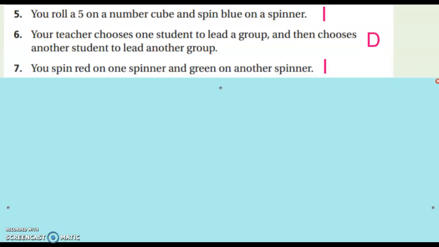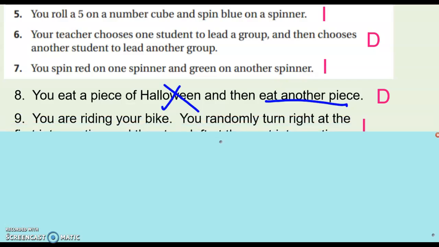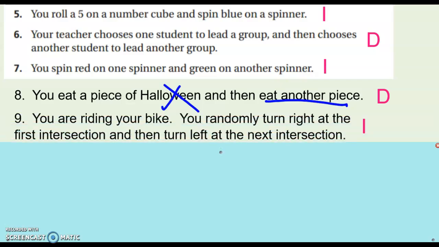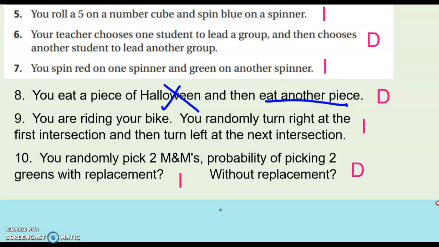So there's the 3 we did together. Halloween candy. Well, if you eat one and then pick another one, your choices of what you pick the second time are different now because you've already had one. So that's dependent. It changes the outcomes of the second event. Riding your bike, randomly turn right, randomly turn left. What you do the first time doesn't necessarily change what you do or affect what you do the second time, so independent.